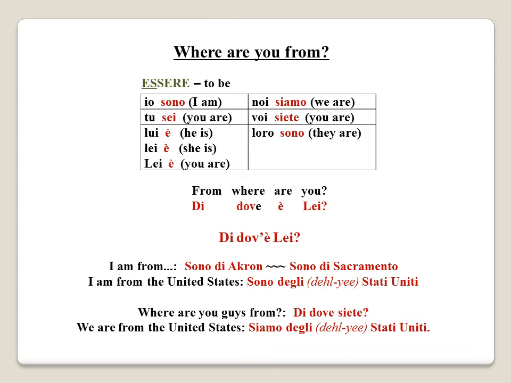The e at the end of dove is dropped and an apostrophe is inserted. While the single word dove is stressed on the first syllable, the combined word dov' is stressed on the last syllable. The response to di dov'è lei begins sono di, and then state your place of origin. Sono di Akron, sono di Sacramento, etc. As a tourist in Italy, a better response to this question would be sono degli Stati Uniti. Again, let's try the question and answer using other subjects as voi and noi. Di dove siete? Siamo degli Stati Uniti. You should make an effort to memorize the conjugations of stare and essere.